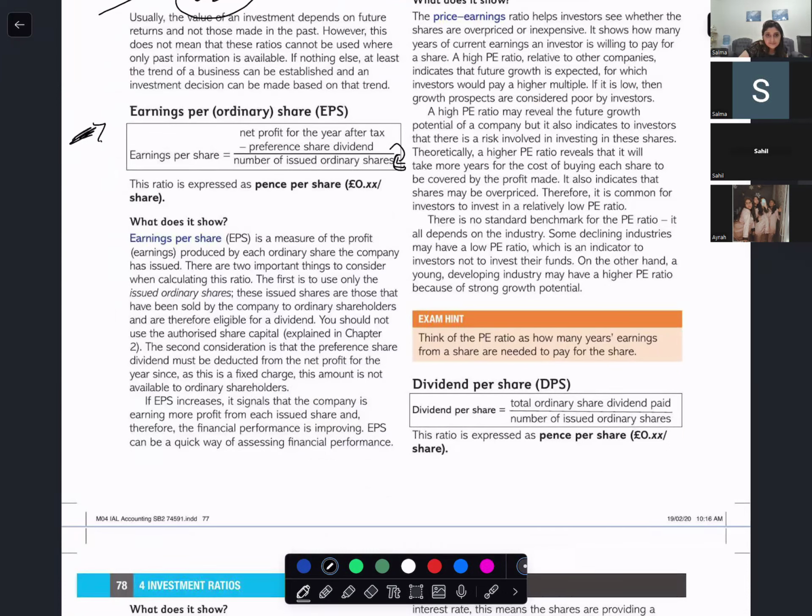You're earning more profit from each share. Or I could say, if the earnings per share increases, it means that the financial performance of the company is improving. It is the quickest way of assessing the financial performance of the company. Are you with me? Yes.